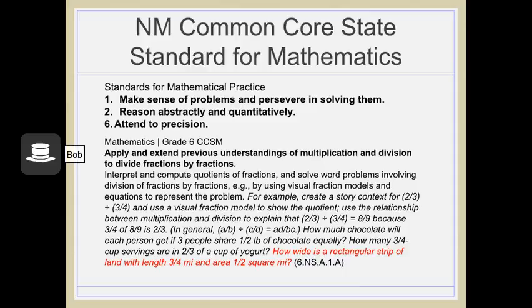In this thread, we'll be looking at the Grade 6 Common Core Standard for Number Systems that involves extending understanding of multiplication and division to divide fractions by fractions. In particular, we'll look at the question, how wide is a rectangular strip of land with length 3/4 mile and area 1/2 square mile? In a previous thread, we looked at the first part of this standard, and you may want to go and review that to see some other ways of looking at these kinds of issues.